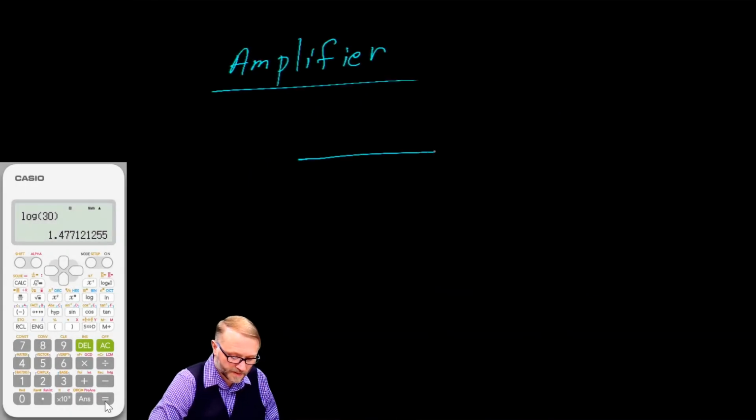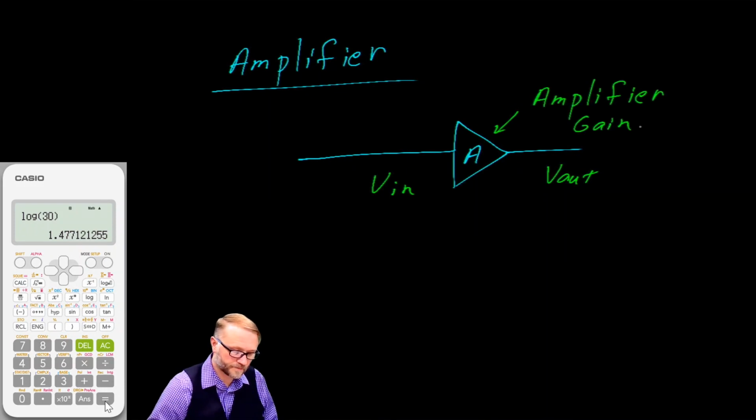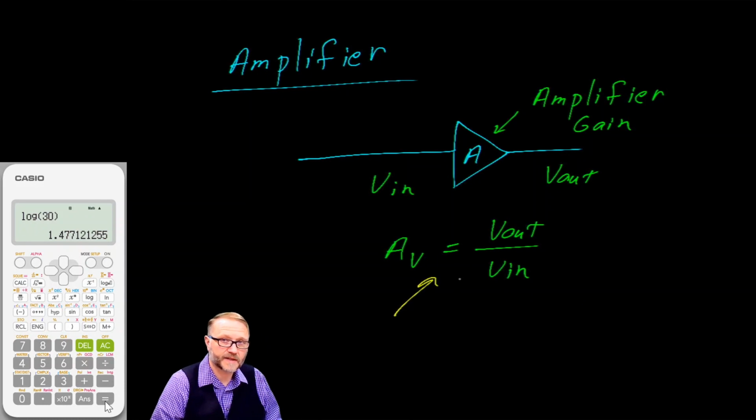The amplifier. The symbol for the amplifier is a triangle. We're going to put an A in the middle of that triangle. We'll talk about the voltage in, the voltage out, and that A that we sketched in there will be the amplifier gain. The equation describing the gain of the amplifier is gain voltage is equal to voltage out over voltage in, with the huge assumption that this amplifier is linear.